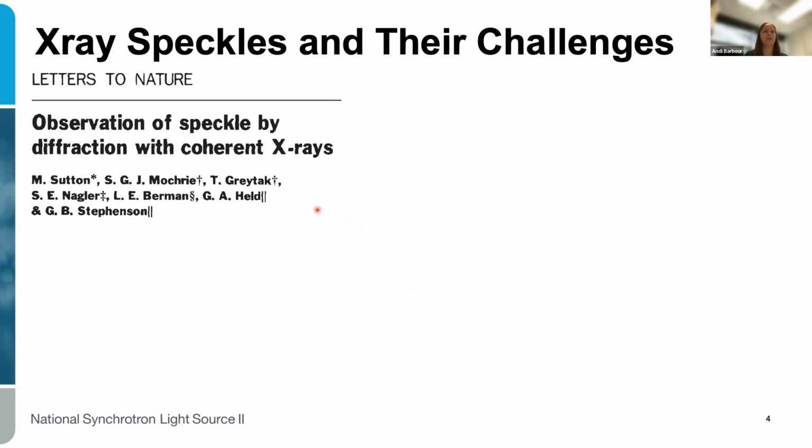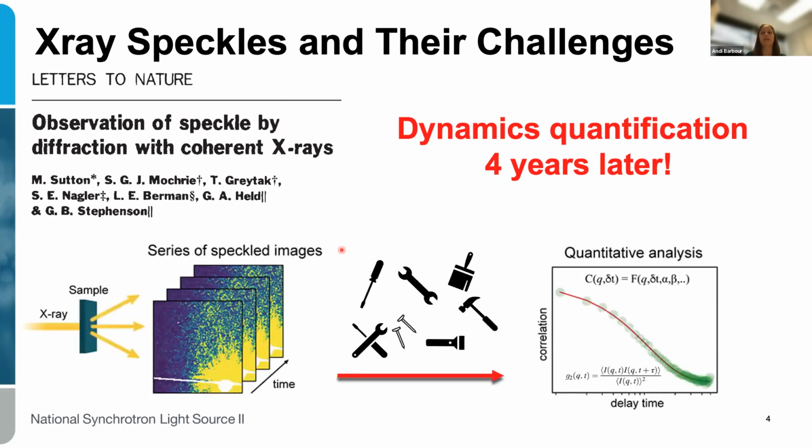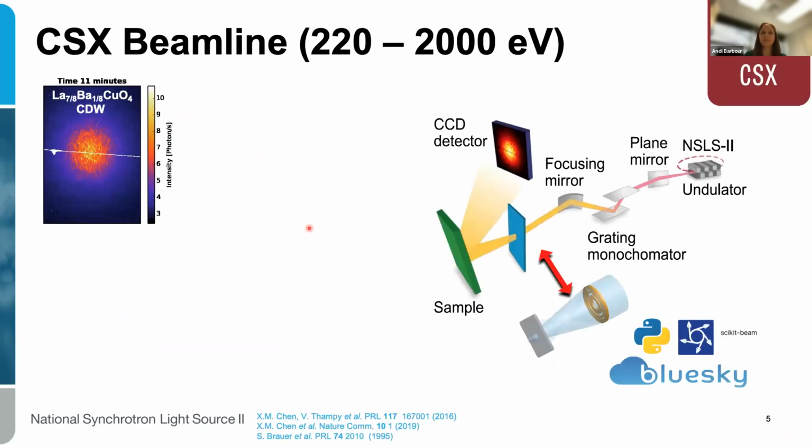In 1991, coherent X-rays were first used to observe a coherent diffraction pattern, and it took another four years to generate a paper quantifying the dynamics of that particular sample. I think that's still very much the case today, in that we have a series of images and we need a lot of different tools before we get a final answer. It's not uncommon for it to take six months to a year after a user finishes their last experiment to have a publication. And so at CSX, we're a soft X-ray beamline.